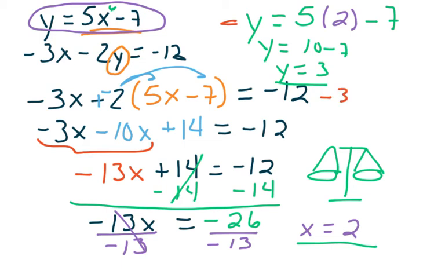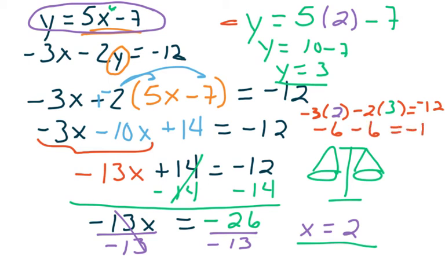It's negative 3 times my x value of 2 minus 2 times my y value of 3, and that's supposed to equal negative 12. Oops. Don't lose your signs. Negative 12. There, let me write that neater. All right, so now simplifying, we have negative 6 minus 6 is equal to a negative 12.